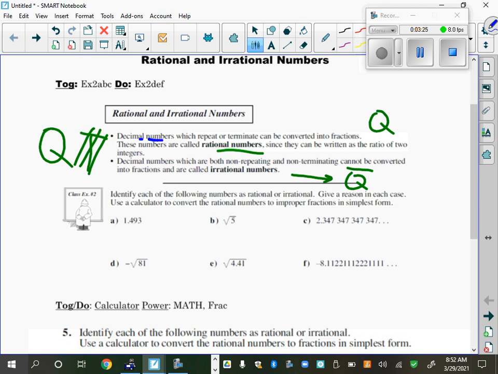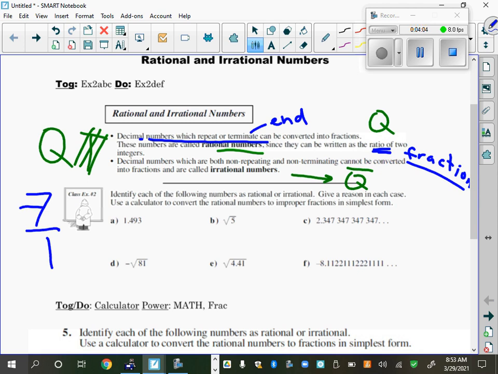Okay, so decimal numbers that repeat or terminate, and terminate means end, are rational. And they can be written as a ratio, and ratio means a fraction. Anything that can be written as a fraction is a rational number. So any fraction is rational. Can this be written as a fraction? Over what? Yeah, so any number or negative number is a rational number.